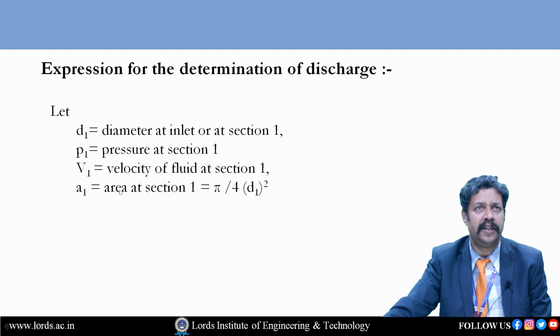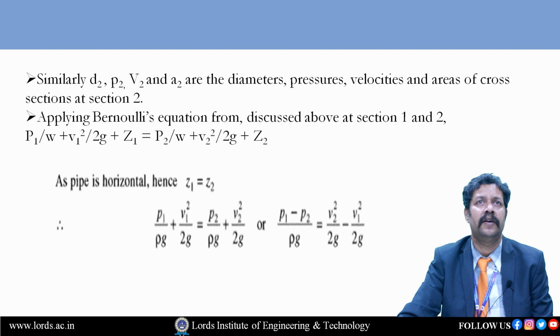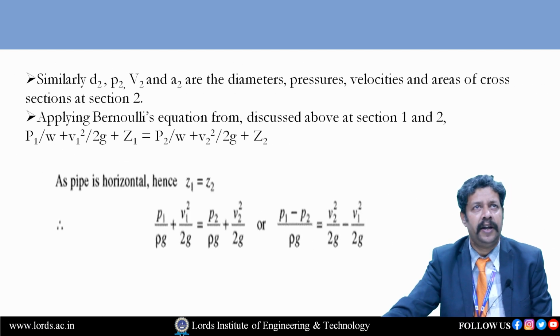Now we know that cross-sectional area at section 1 is equal to pi by 4 into diameter 1 whole square. Next, similarly, D2, P2, V2 and A2 are diameter, pressure intensity, velocity and cross-sectional area at section 2. Now we know Bernoulli's equation at two different sections: P1 by W plus V1 square by 2G plus Z1 is equal to P2 by W plus V2 square by 2G plus Z2. Since the venturimeter pipe is horizontal, Z1 is equal to Z2.